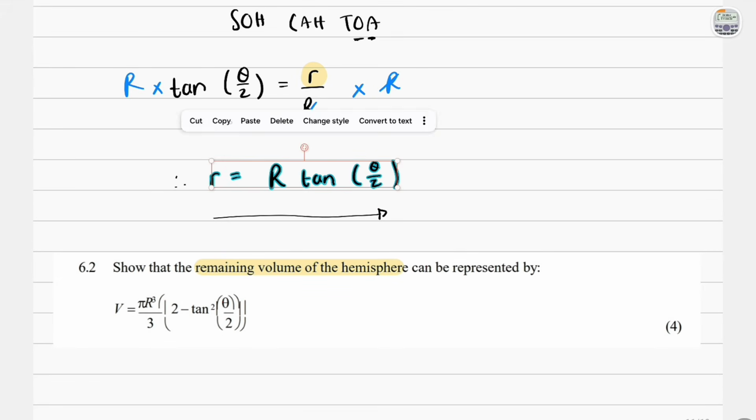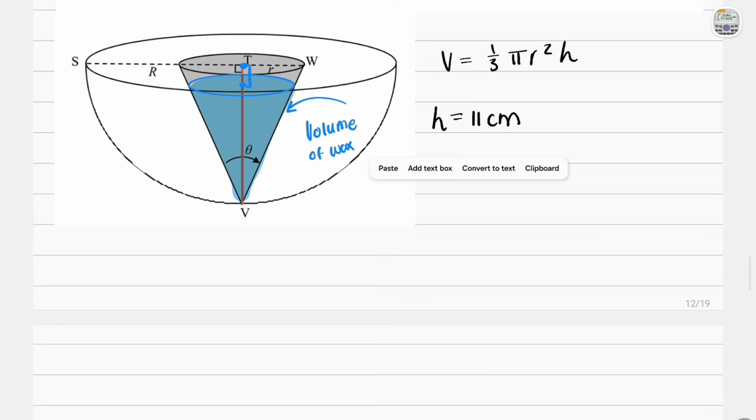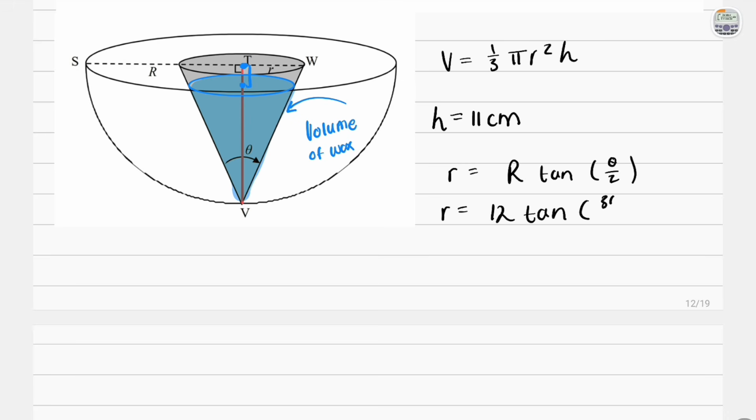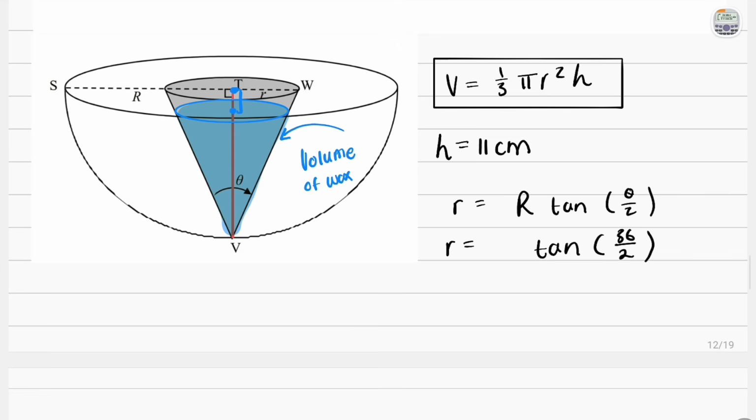We said r is equal to big R tan theta over 2. So we'll go ahead and use this to find this small letter r. So r equals, big R is 12, and then we have tan 36 over 2. Okay, but then we're going to have to rethink this. You see, this can't be 12 anymore because we're not looking at the volume of just the cone. We're looking at the volume of the wax filled in the cone.